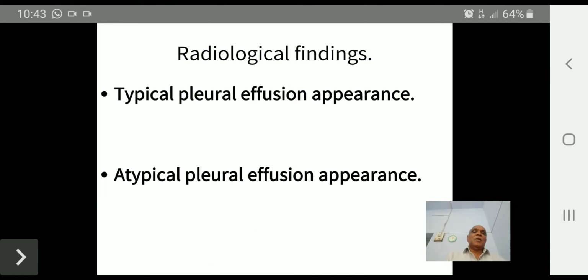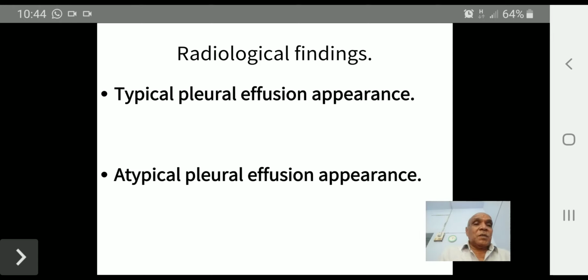X-ray of the effusion. One is a typical effusion appearance, second is atypical pleural effusion. Now the typical pleural effusion, the effusion at base, there is a triangular opacity with concavity towards the hilum. We can't see the lateral CP angle and dome of diaphragm. Concavity towards the hilum and mediastinum is shifted to the contralateral side.